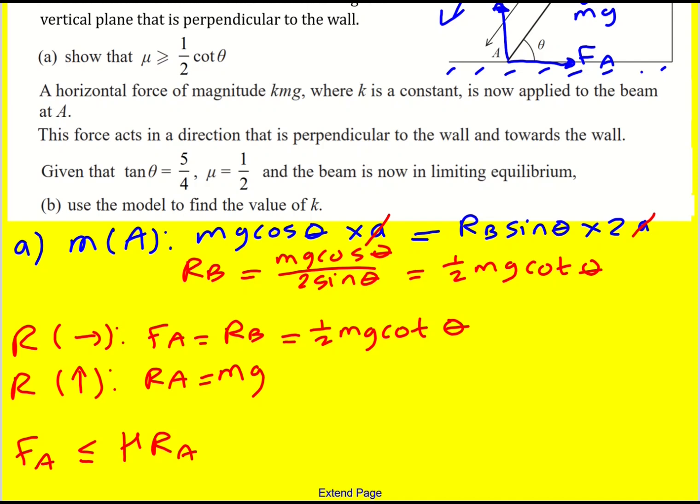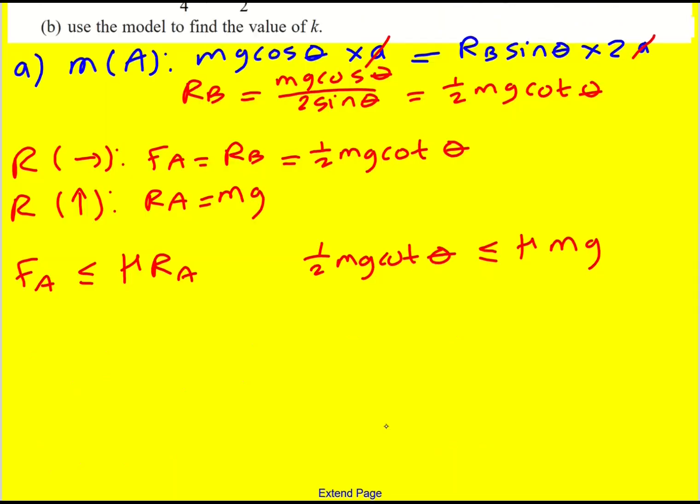We are having to deal with a less than or equal to because we know it's in equilibrium. The friction will only take the amount that it needs to stop the ladder slipping. And then we sub in. So it's going to be a half mg cot theta is less than or equal to mu mg. And I can divide through by mg. So mu must be greater than or equal to a half cot theta. That's what we're asked for.